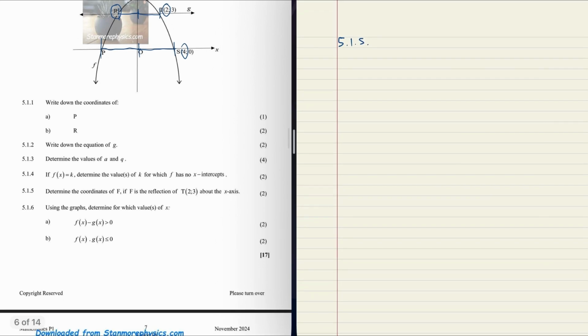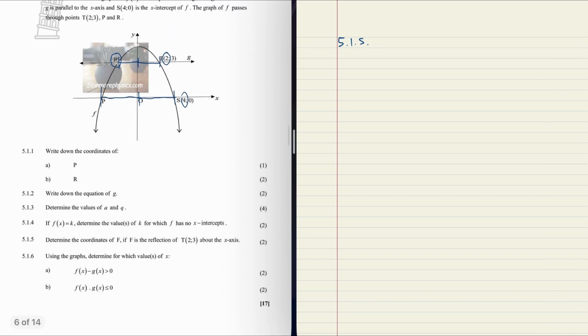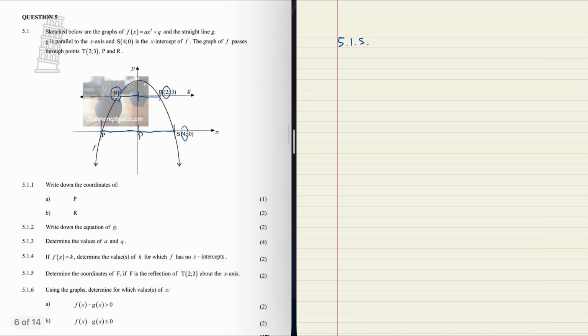5.1.5, determine the coordinates of f if f is the reflection of t about the x-axis. So if you're reflecting on the x-axis, you keep x, change y. So f is going to be, keep x, so 2, and change y, minus 3.